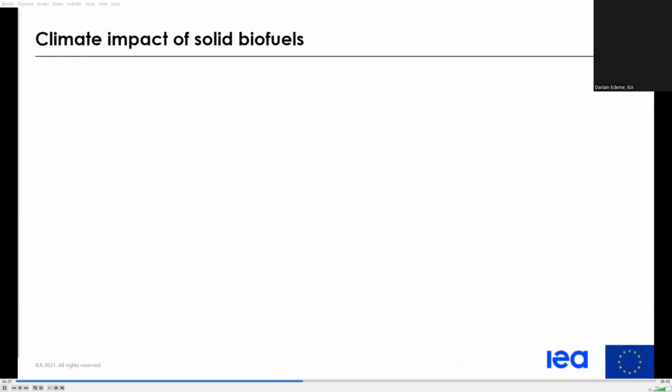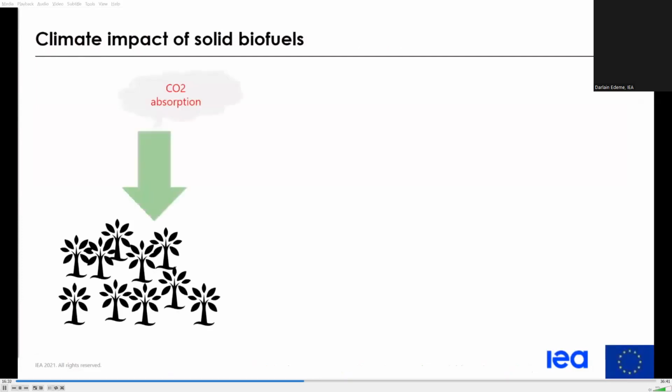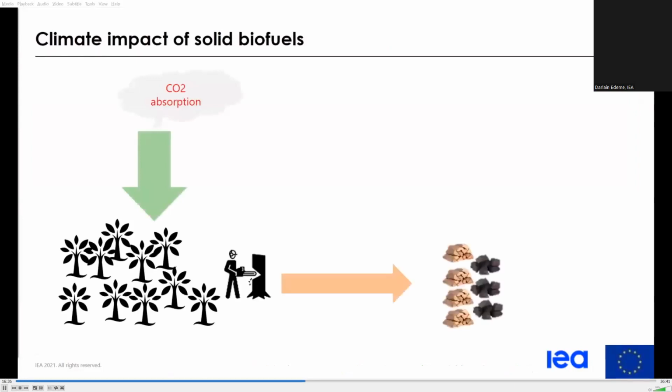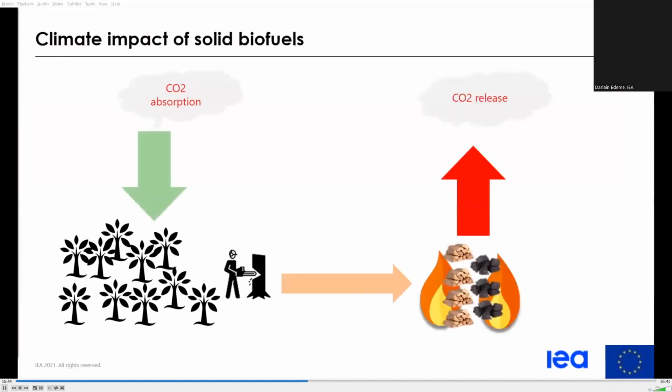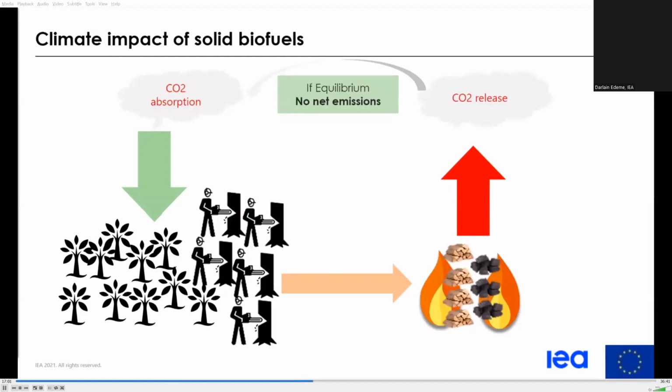Why do we have this impact on climate? If you have a forest, this forest is absorbing CO2 emissions and storing the carbon in the wood. Now, if you cut the wood and burn it, we release again CO2 emissions. And if we do this in a sustainable way, we have net zero emissions. And if there is an equilibrium, there is no net emissions.